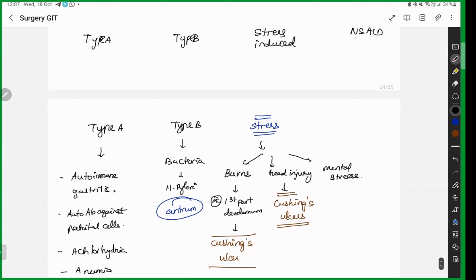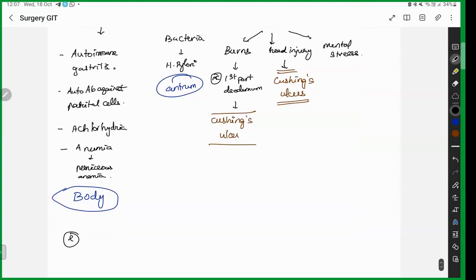And finally, the fourth type is going to be NSAID induced. And recently, there is one more type they added, that is going to be your AIDS type. In the AIDS type, who is going to be the culprit? Cryptosporidia. So he is the culprit, he is going to cause a problem.